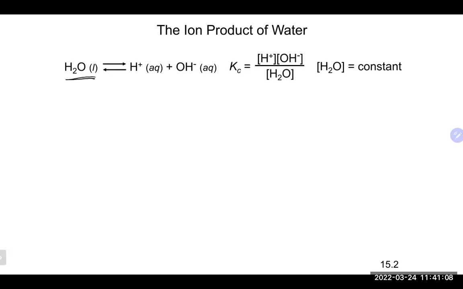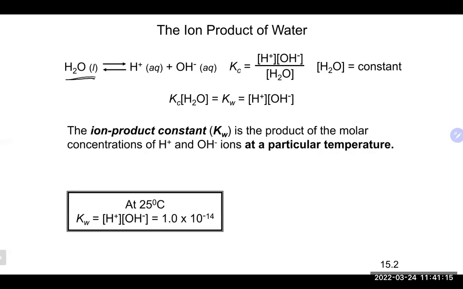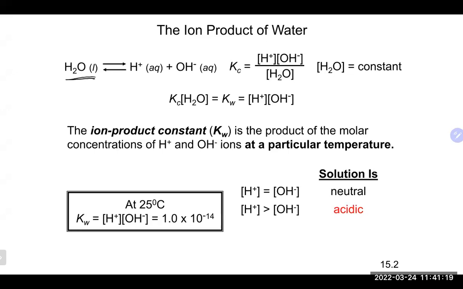And what we end up getting is an expression which is what is referred to as Kw. And Kw is basically the equilibrium constant for water, or the ionization constant for water. And basically it is what we see here in this box right there. The Kw equals H plus times OH minus, and it has a value of 1 times 10 to the minus 14 at 25 degrees Celsius.